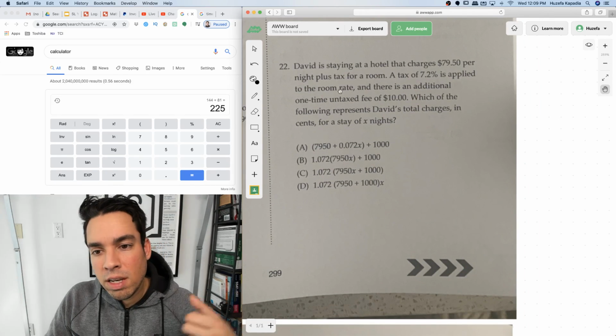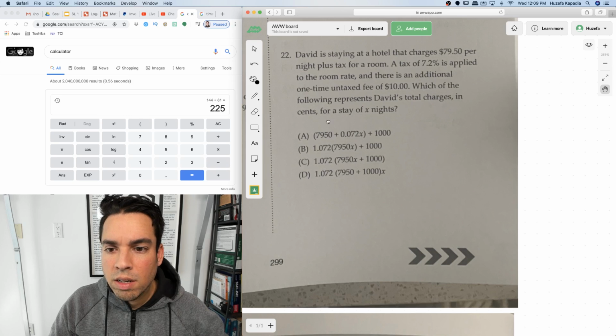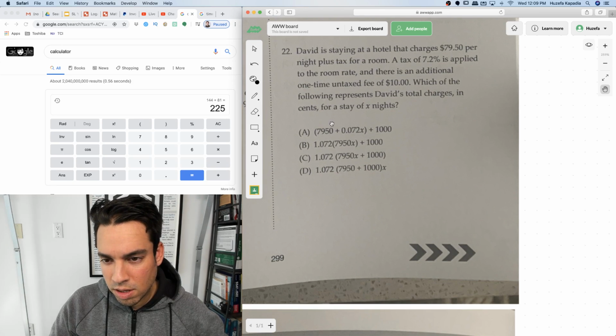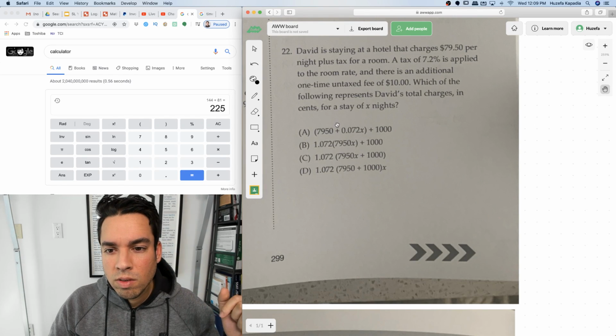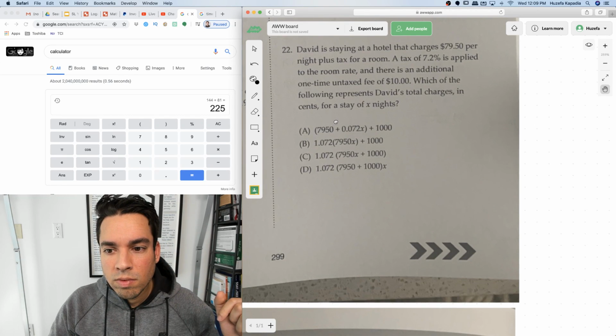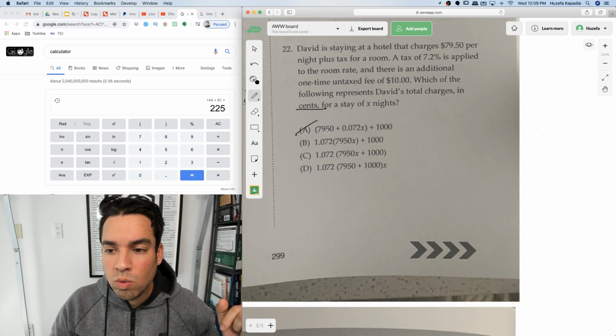Okay, David is staying at a hotel that charges $79.50 per night plus tax for a room. Tax of 7.2% is applied to the room rate, and there is an additional one-time untaxed fee of $10. Hold on. So, no, this is crazy. In cents. Whoa, they threw that curveball. I missed that. X is the number of nights.